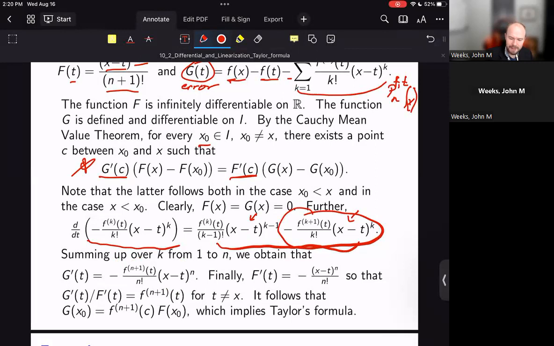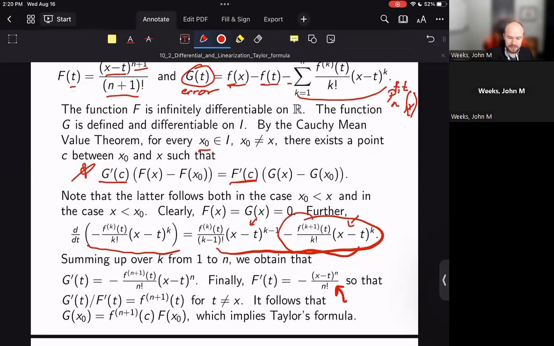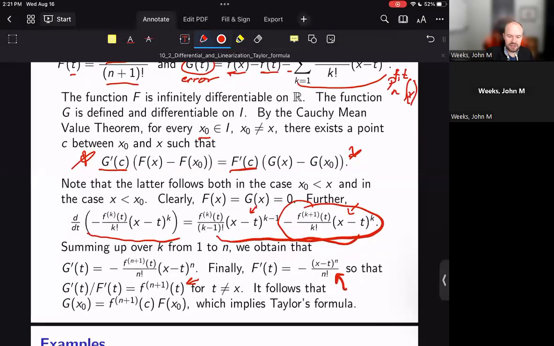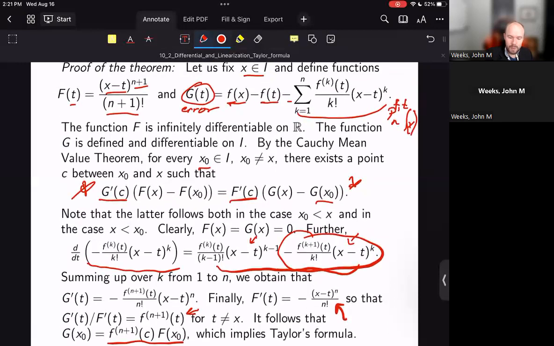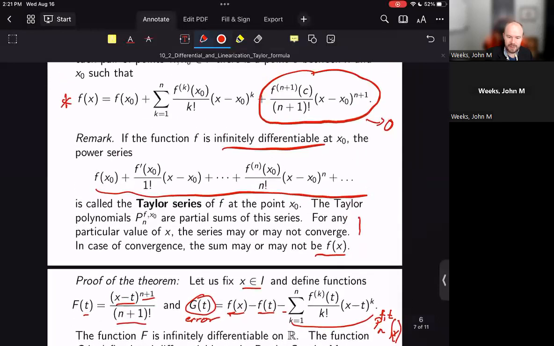Now, finally, f prime of t can also be calculated much more easily. I just have to go through and look at this formula, which is given as something like this. Hence, if I utilize this formula, I get that g prime of t over f prime of t is just the n plus first derivative of f at t, for any t not equal to x. So I can use this now to solve for g of x naught, which is going to give me this very nice formula. Now, if I plug in what f and g are for this formula, this is exactly what I end up getting.